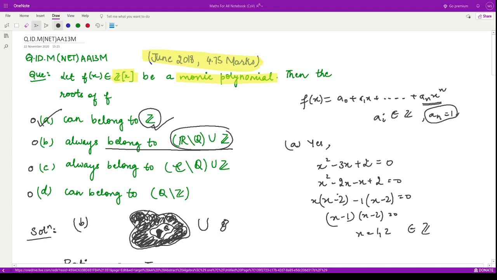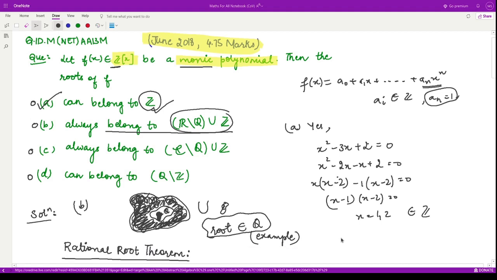For that we need to tell, if we find a root which belongs to the set of rationals, then that would be a contradiction to the claim that roots always belong to R minus Q union with Z. So that means we shall look for an example of a polynomial such that the polynomial should be monic, should have coefficients in Z, and whose root is a rational number. So can we find any polynomial of that kind?